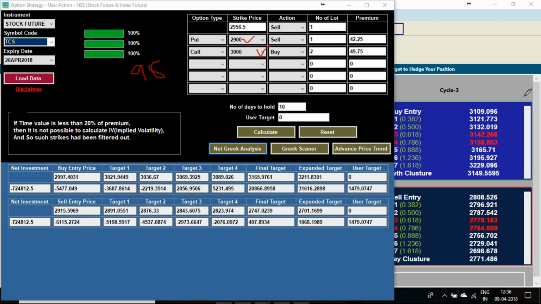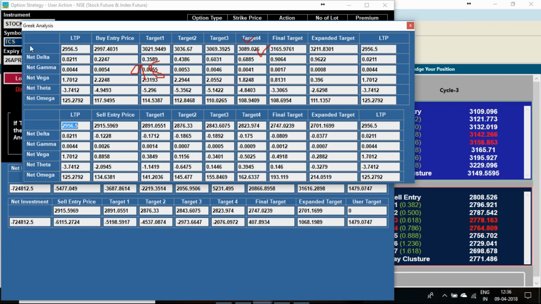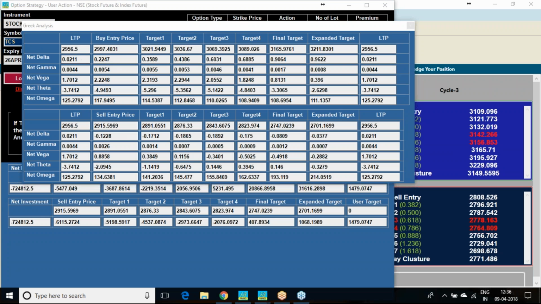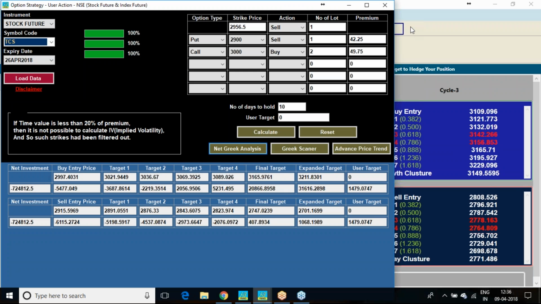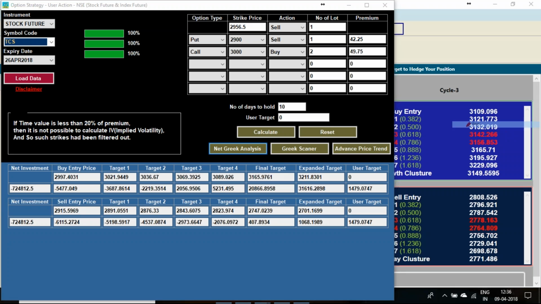Whenever I am forming this strategy, my objective is to make the net delta near to zero. So the net delta of this particular strategy is almost 0.02%. By this process, I am going to hold this strategy for the coming 10 days. And what will be the profit and loss for the coming 10 days?